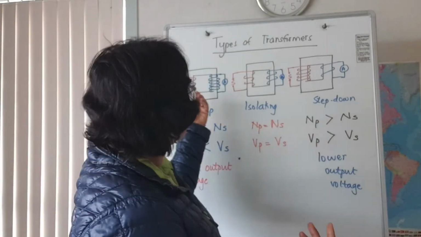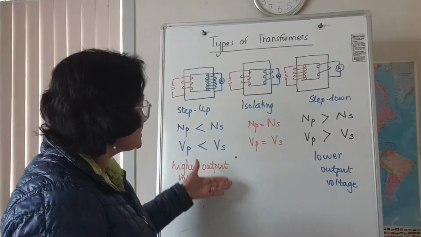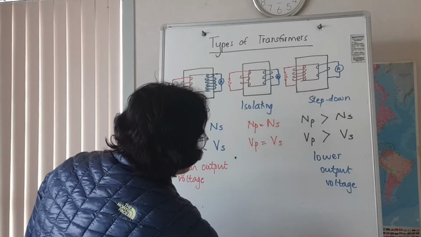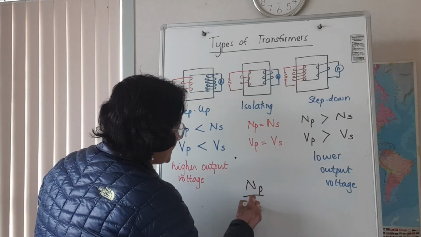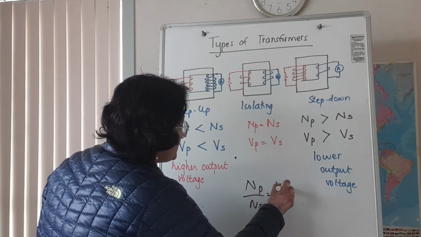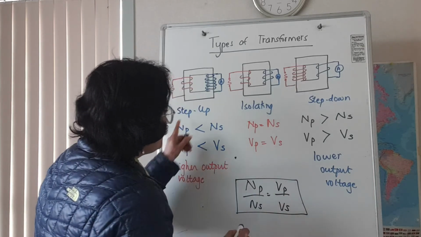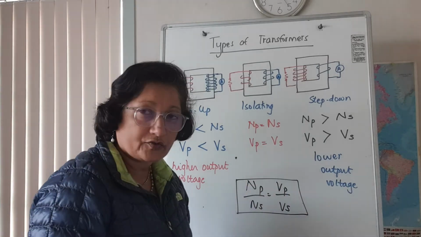You can get what you need by controlling the number of turns of the secondary and the primary, because they're related to the voltage across the primary and secondary. And just to bring to mind, the formula that we use is Np/Ns = Vp/Vs, and that's the formula that we use for any of these. So if you know three things, you can calculate the fourth thing.